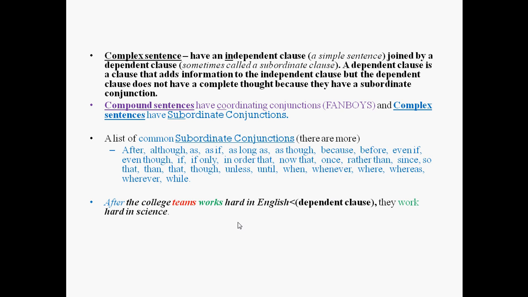So my independent clause is they work hard in science. My dependent clause is this stuff over here, follow the little arrow. And here is my subordinate conjunction.